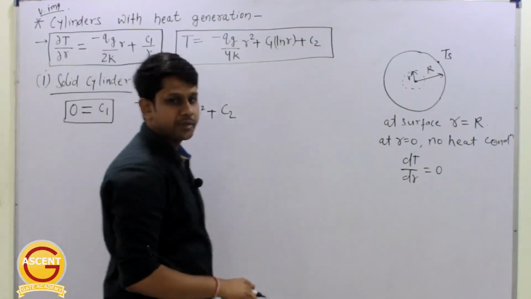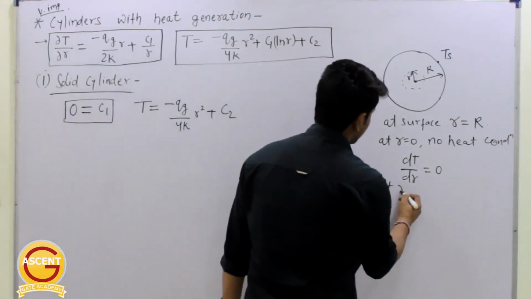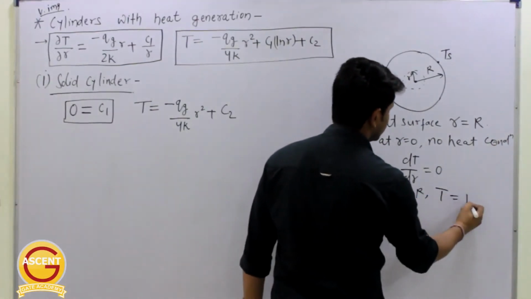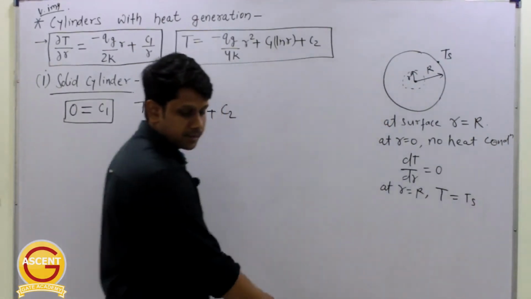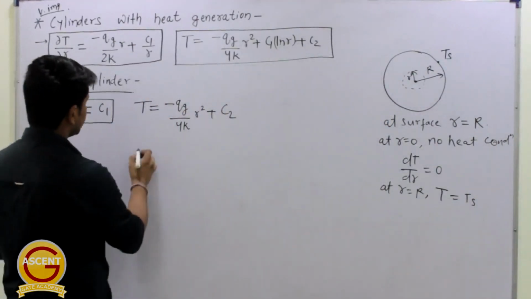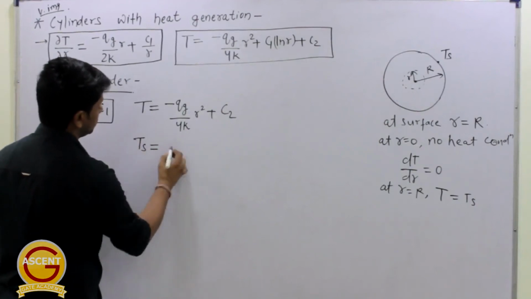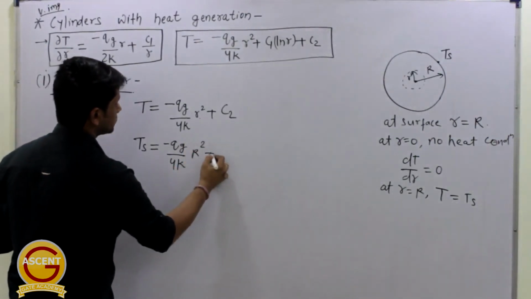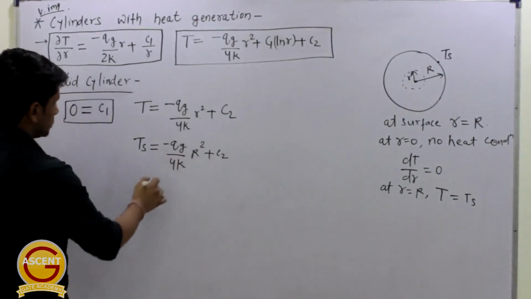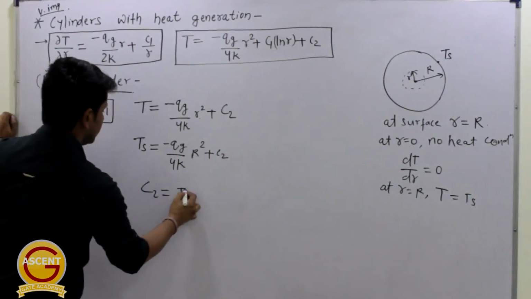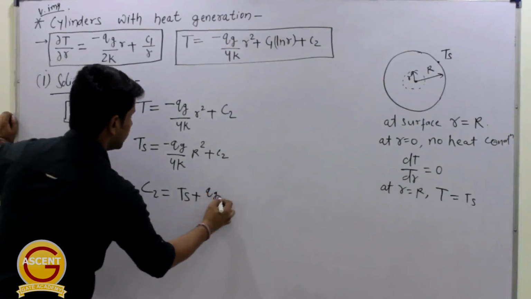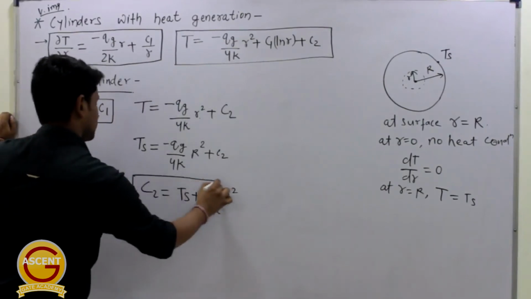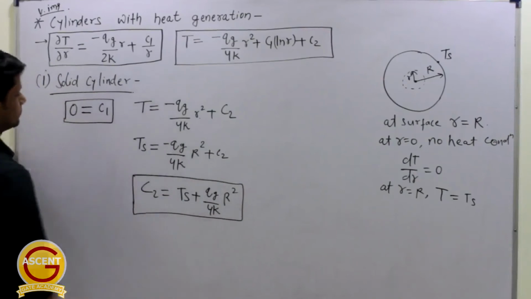Now we can put another boundary condition at small r equal to capital R, that is r equal to R. The temperature is equal to the surface temperature, that is Ts, right? So by using this boundary condition we will get Ts equal to minus Qg by 4K, in place of r we will write capital R square, plus C2. So what will be the C2 value from here? C2 will be equal to Ts plus Qg by 4K into capital R square. So we have got the values of C1 and C2.